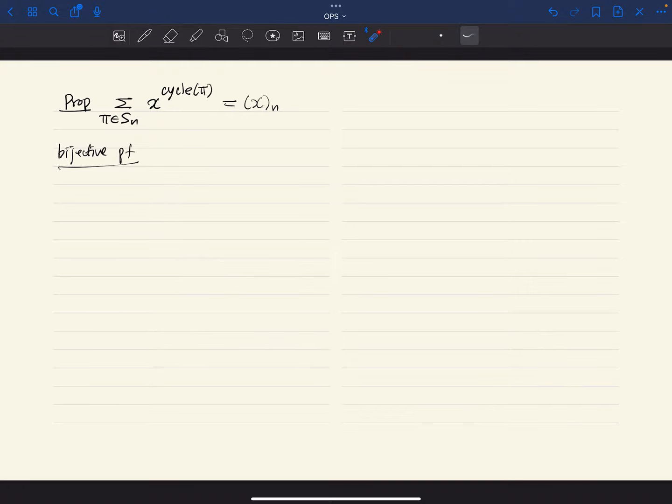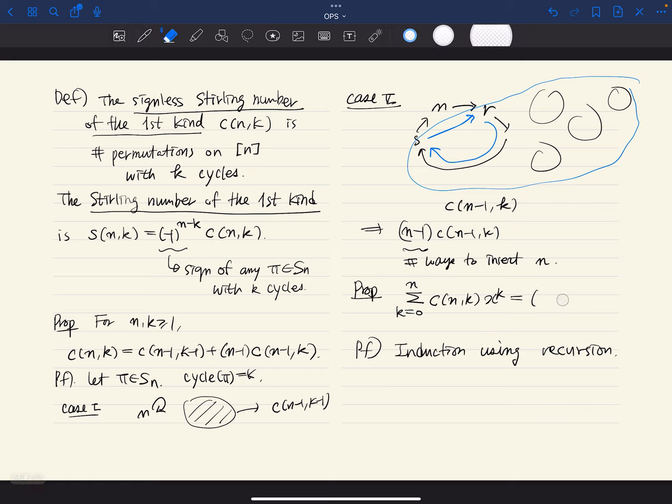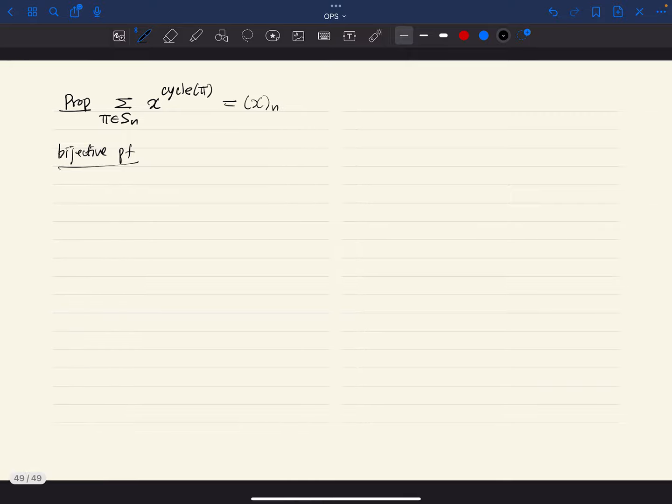Oh, sorry, I think this is not correct. Sorry about that. It's not a falling factorial, but actually it's a rising factorial, like that.